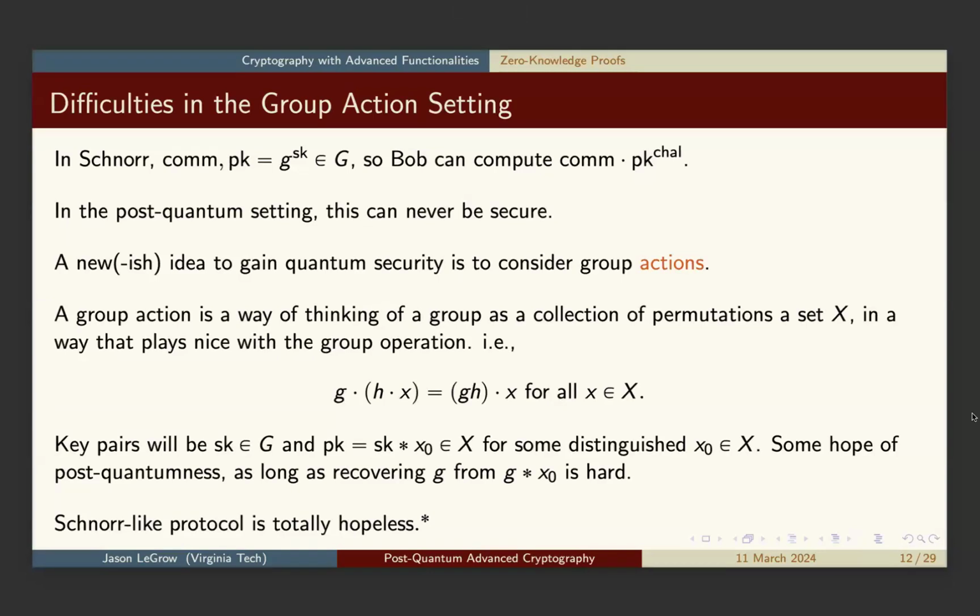But a Schnorr-like protocol is totally hopeless. And I put an asterisk here because, what do I mean by Schnorr-like? I haven't really explained. But the point is, I cannot compute the public key to the power of an integer because the public key doesn't live in a group. And I can't multiply it by the commitment because the public key does not live in a group. So we're going to have trouble.